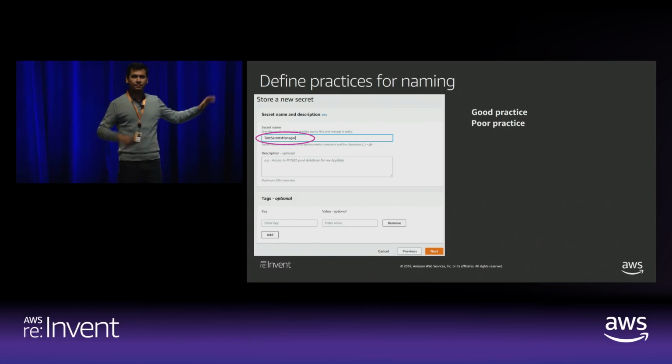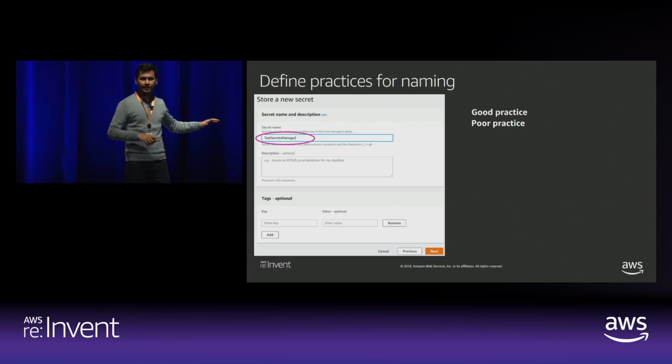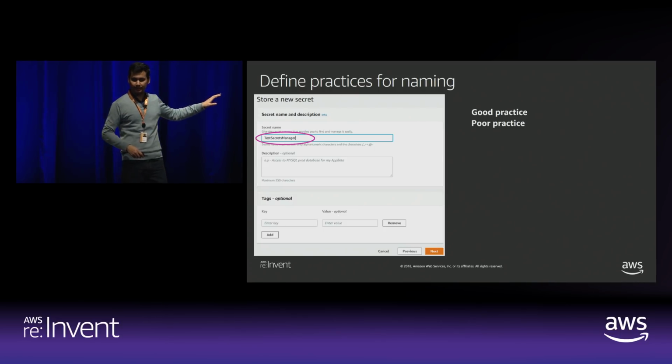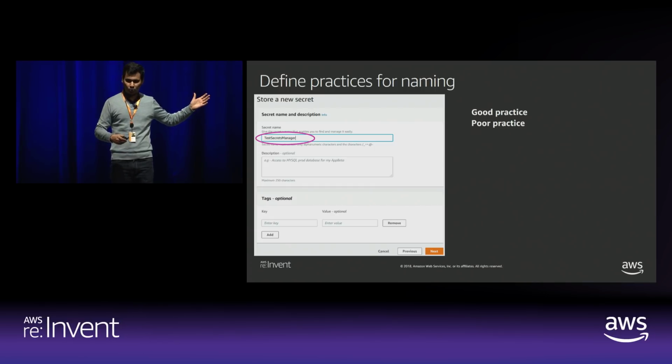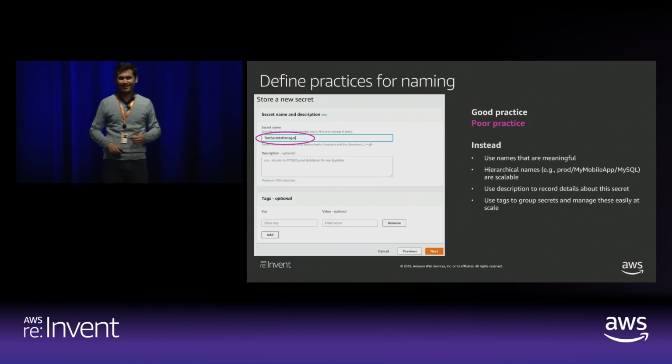OK, so let's consider this scenario. I created a database. I provided the master user and password. I stored that in Secrets Manager. And when I stored the secret, I used the name Test Secrets Manager. What do you think? Is this a good practice or a poor practice? Oh, yeah, nice. That was an easy one, right?